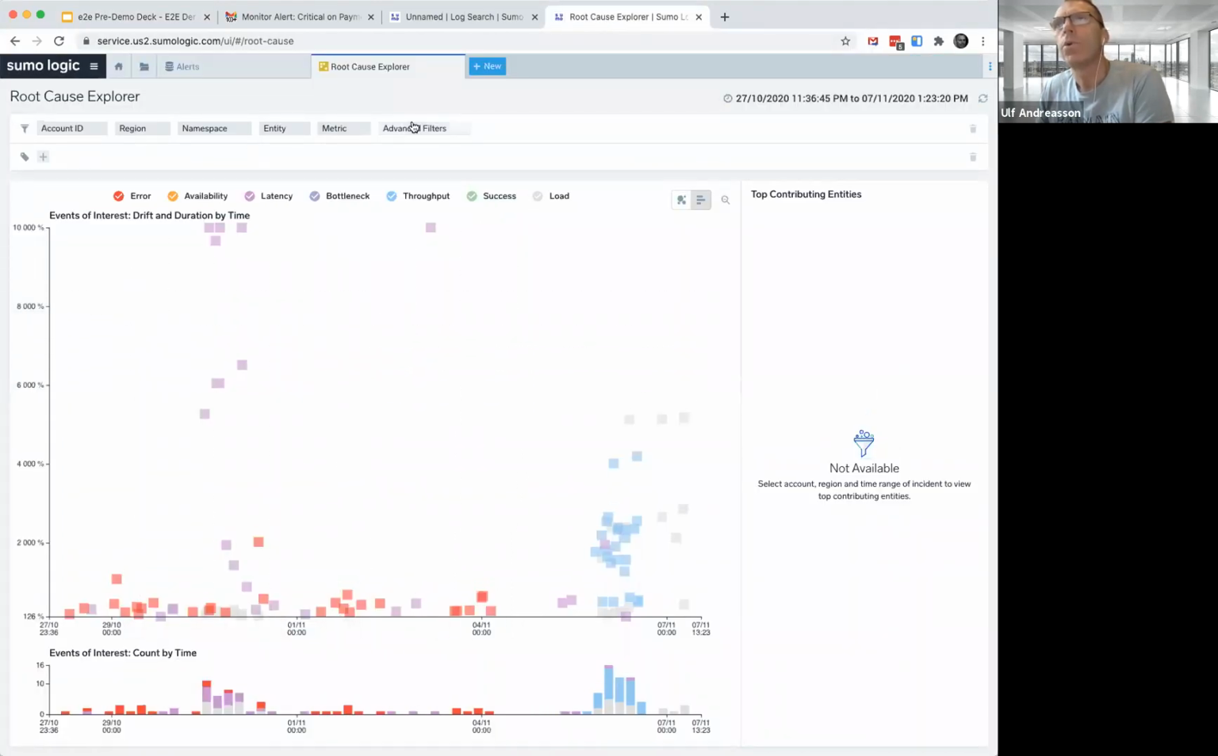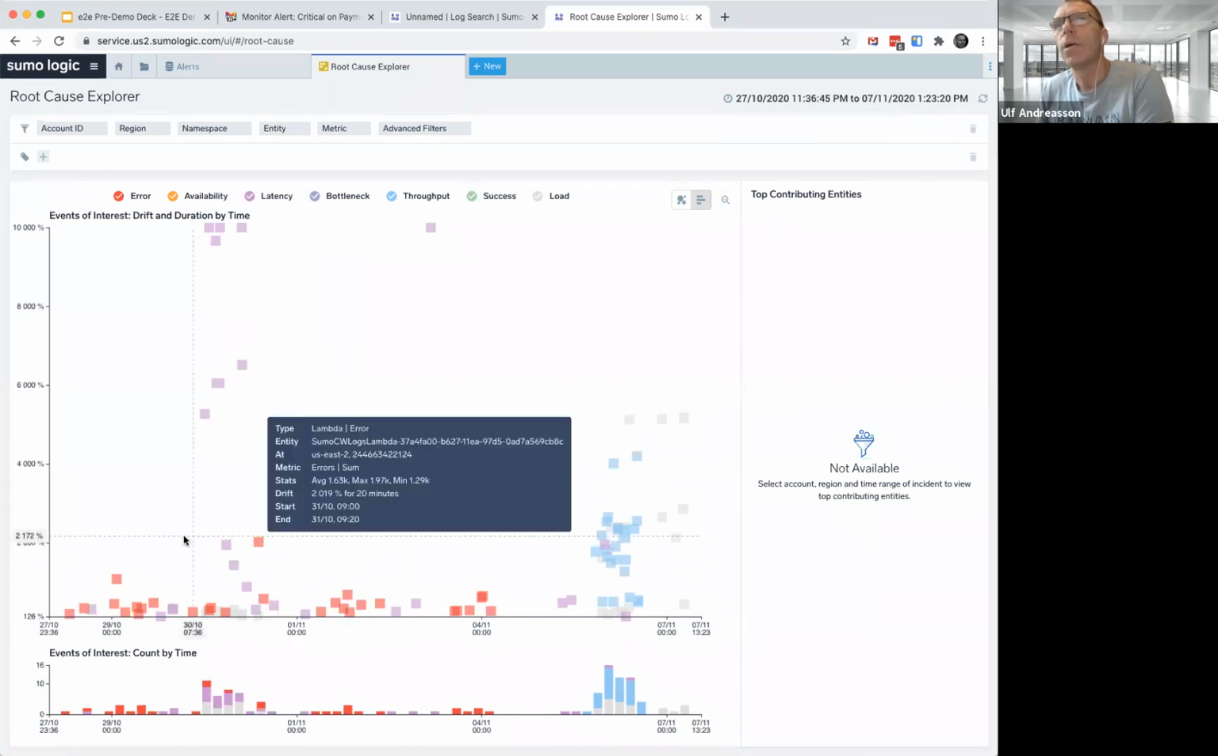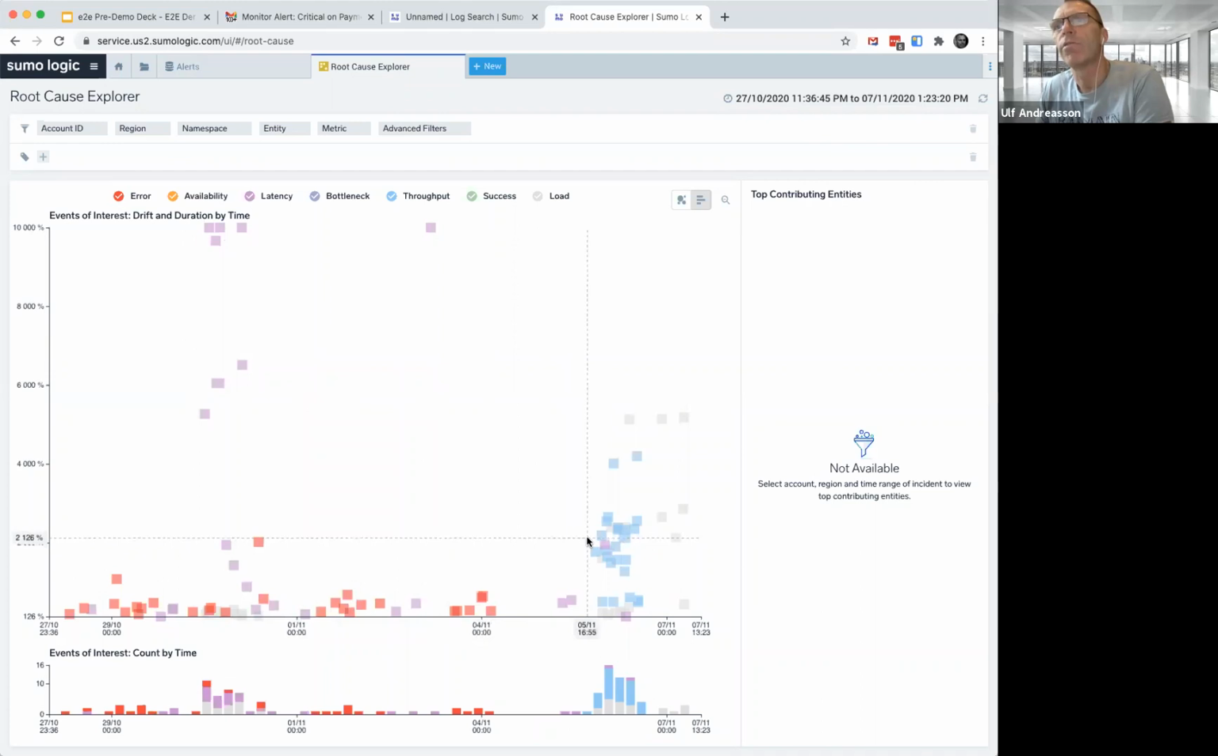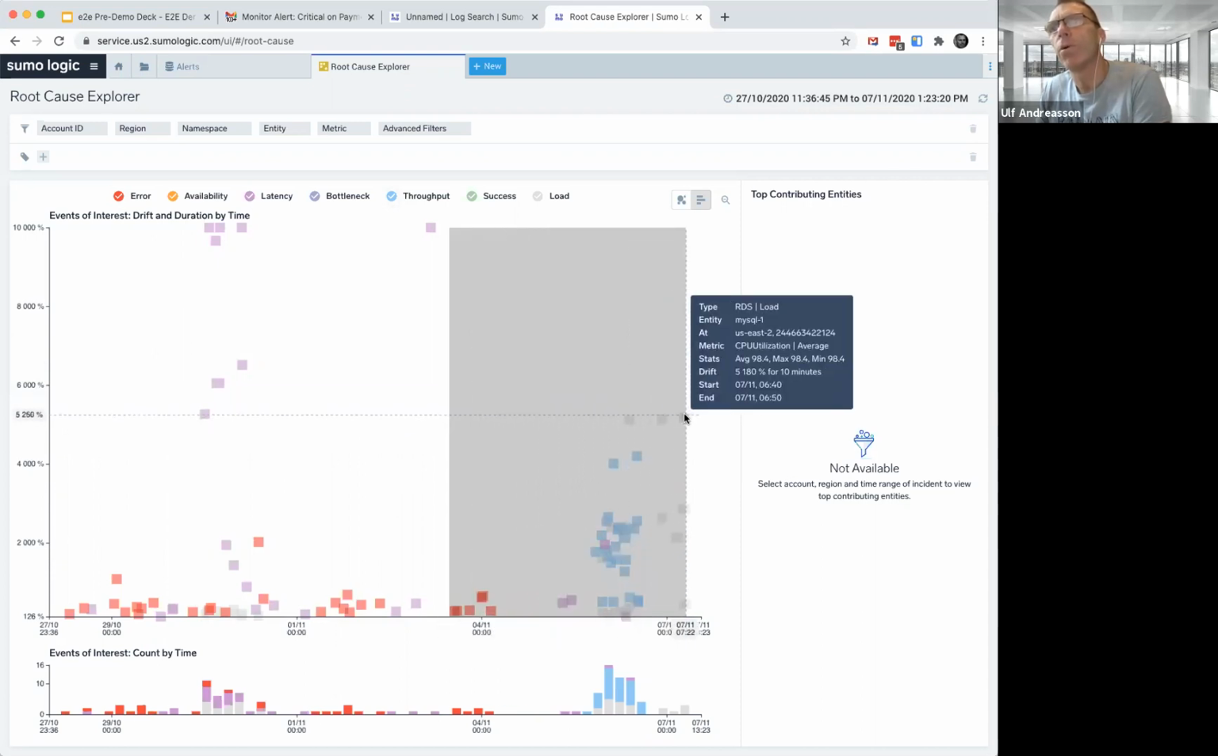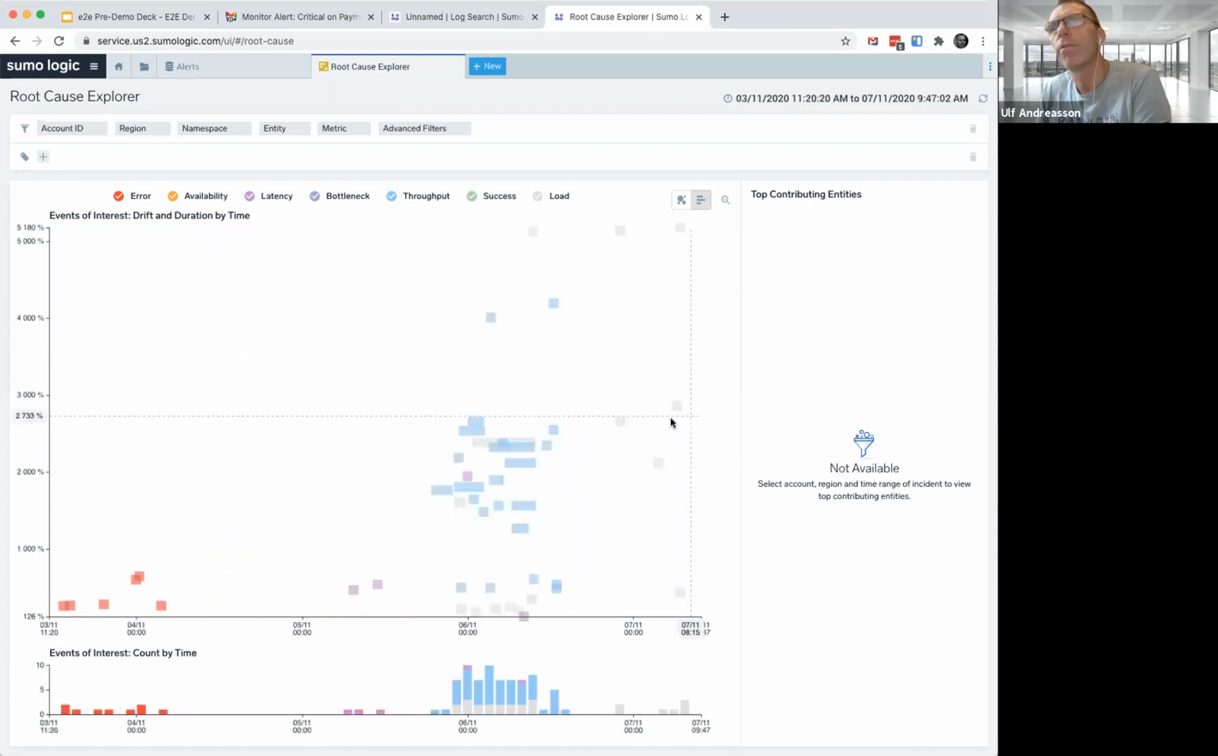So this takes the same time frame and shows me all the different aspects of deviations from normal that I may have in the environment. We talk about events of interest, but it's based around error, latency, bottlenecks, throughputs, and things like that, load, right? So what I want to do here first of all is focus on a bit more of the time range that I'm looking for.